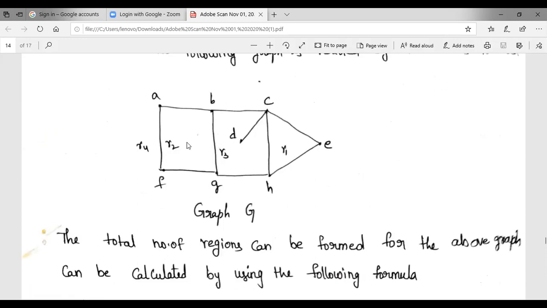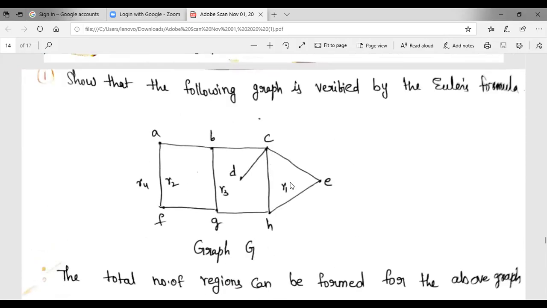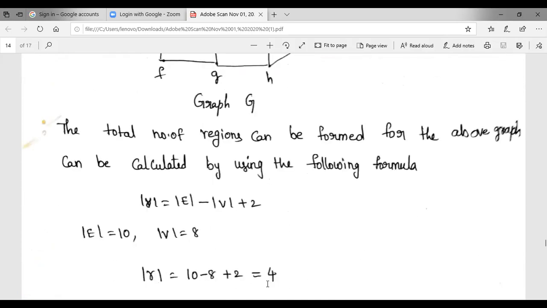So R1, R2, R3, R4. Here R1 is C, E, H, C, R2 is A, B, G, F, A, R3 is B, C, H, G, B, and R4 is the outer region A, B, C, E, H, F. So degree of R1 is C, E, H, C. The number of edges here is 1, 2, 3. So the degree of R1 is 3, and R2 is A, B, G, F, A.